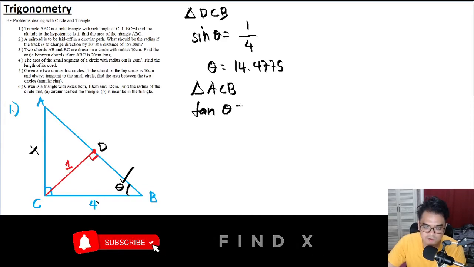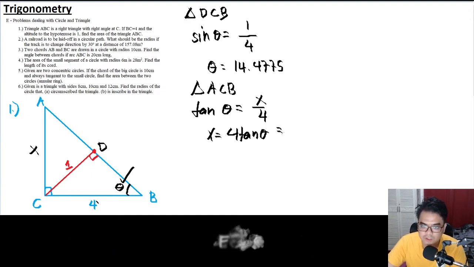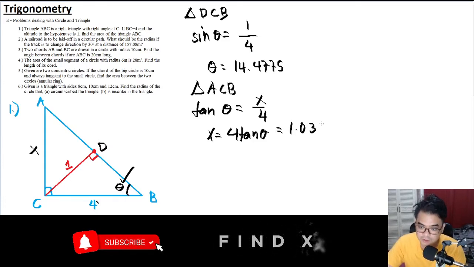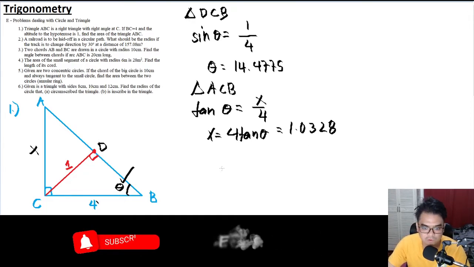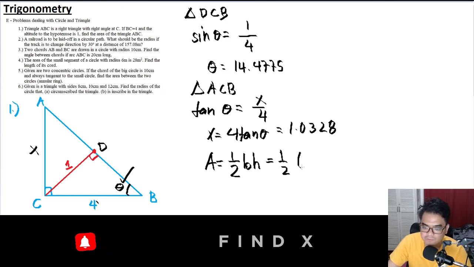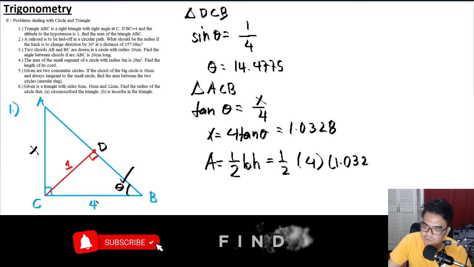So tangent theta is equal to x over 4. That is opposite over adjacent. So x is 4 tangent theta. Theta is 14.4775, so that is 1.0328. So we already have the value of x. To solve for the area, that is just 1/2 base times height. So that is 1/2 times the base, which is 4, and the height is the value of x, which is 1.0328.